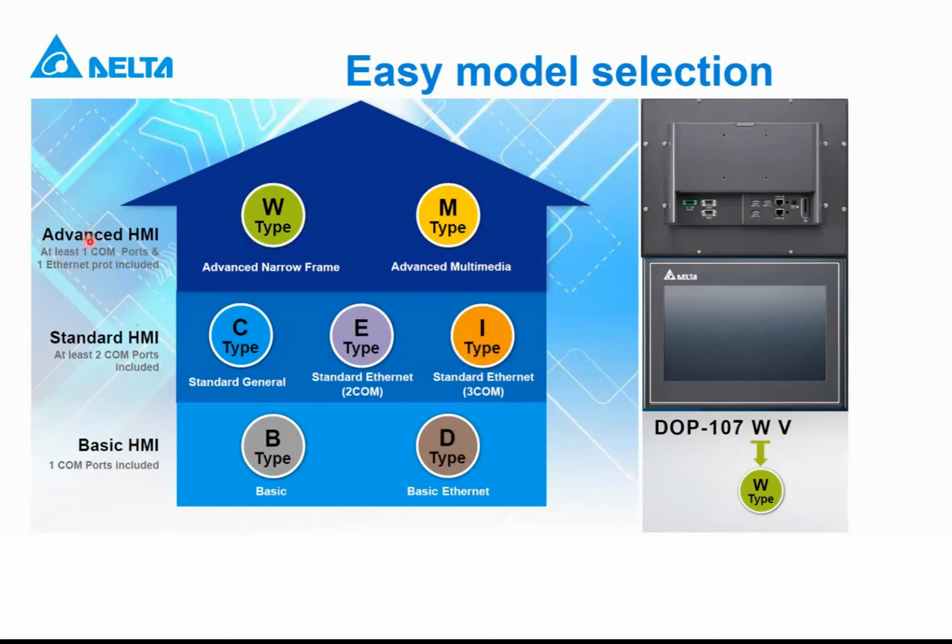And then the highest level is what we call the advanced HMI. So this one, they have at least one serial COM port and at least one Ethernet port included. And this one includes the W type, advanced narrow frame.